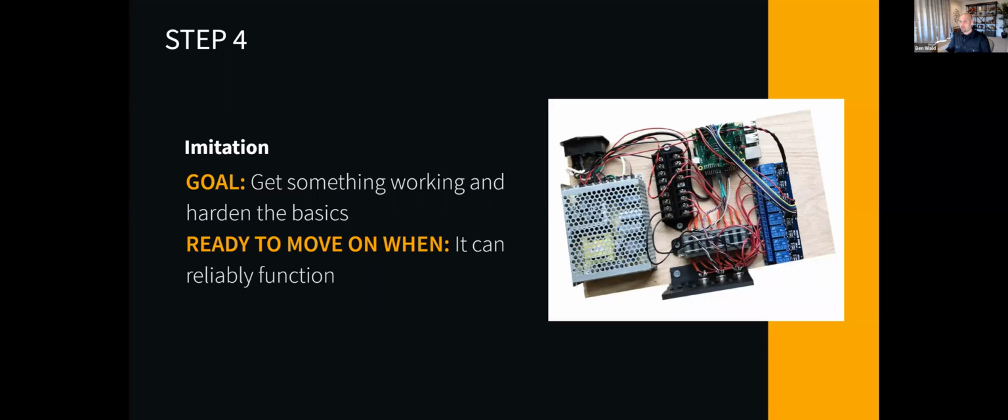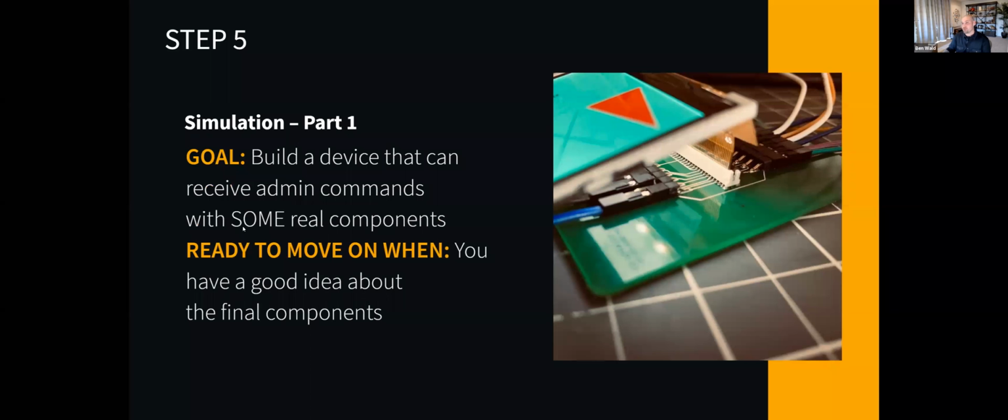The next step here we call imitation. The context is that the foundation is set, and now it's time to make this device do its business, but it's possible or even probable that none of the components you're using will be final. From a hardware perspective, this is where you want to get this device to reliably establish a network connection, reach out, see if a firmware update is available, start reading some type of data, and so on. From a software perspective, this is where we want to have our OTA firmware update process in place. We've got a pub sub configured. Devices can subscribe to a topic, listen for messages, and publish messages. The goal, again, is to get something working and start to harden the basics. We're ready to move on when it can reliably function, so you can turn it on and reliably it will start to work.